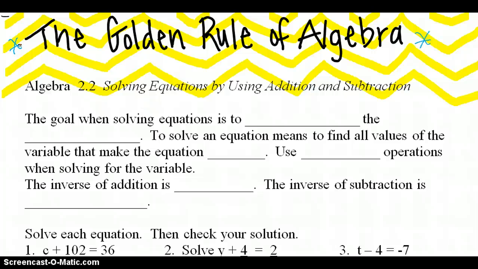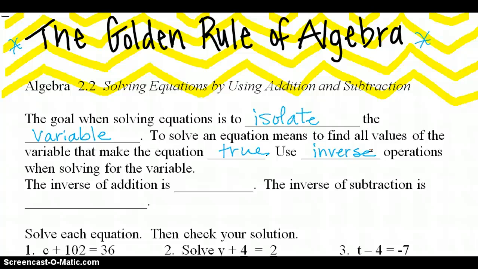The goal when solving equations is to isolate the variable. Whatever we're looking for, the unknown, we're going to isolate the variable, get it by itself. To solve an equation means to find all values of the variable that make the equation true. We're going to use inverse operations when solving for the variable.